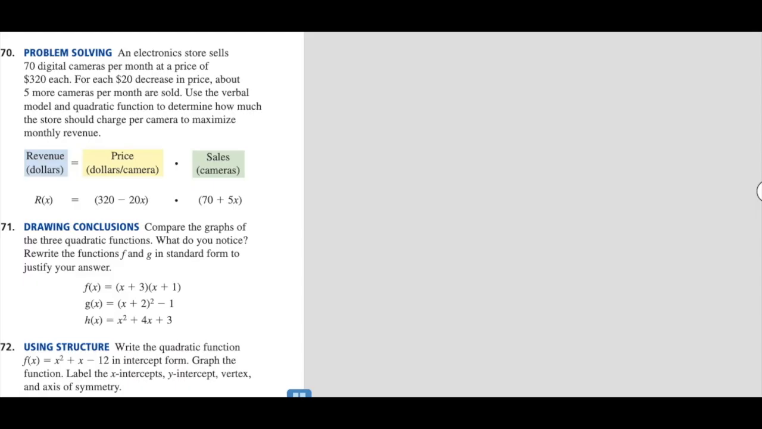Hi, so let's finish number 70 that we started in class. I'm on page 63 in section 2.2. So this, as you can recognize, is an intercept form. So we need to find our P and our Q. To find our P, which is this first part here, we have to make this equal 0.